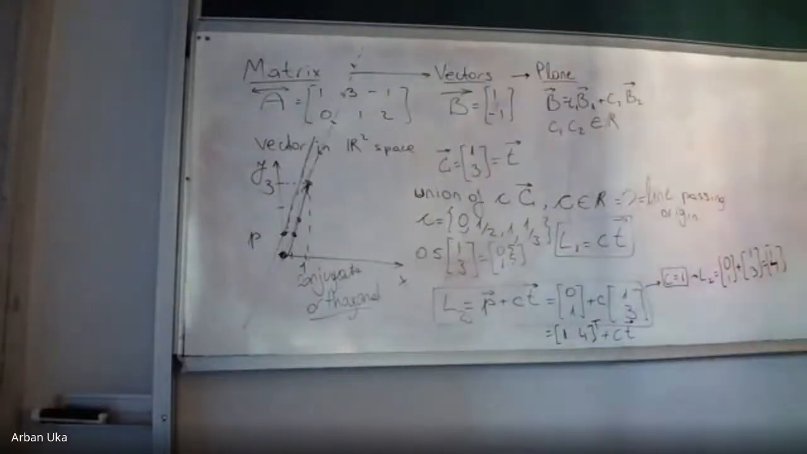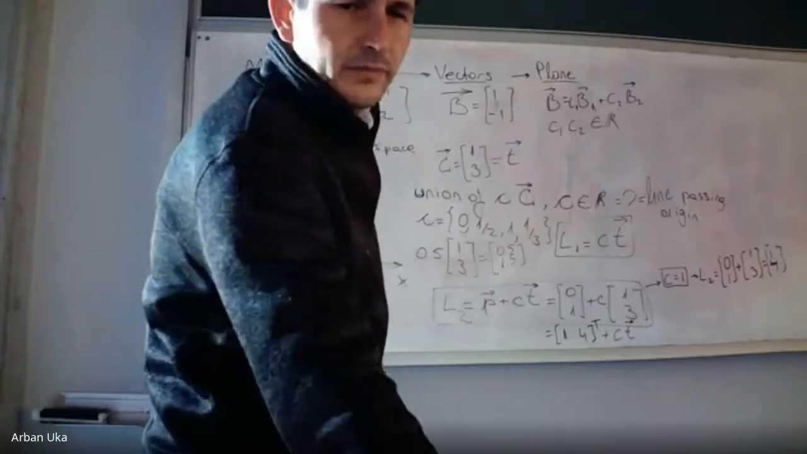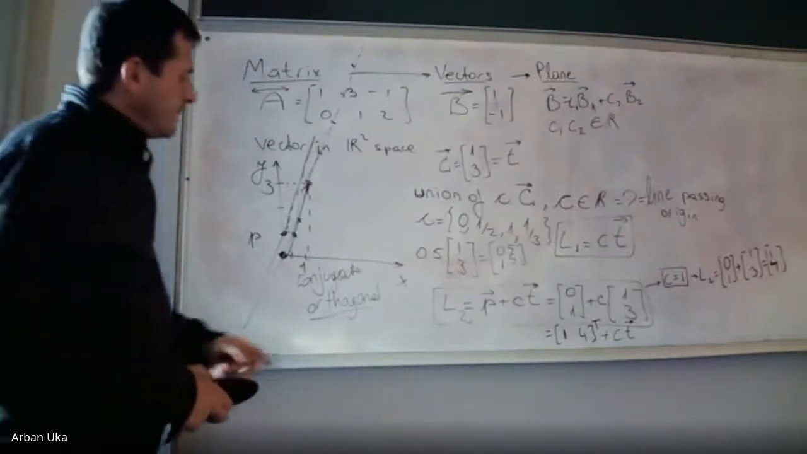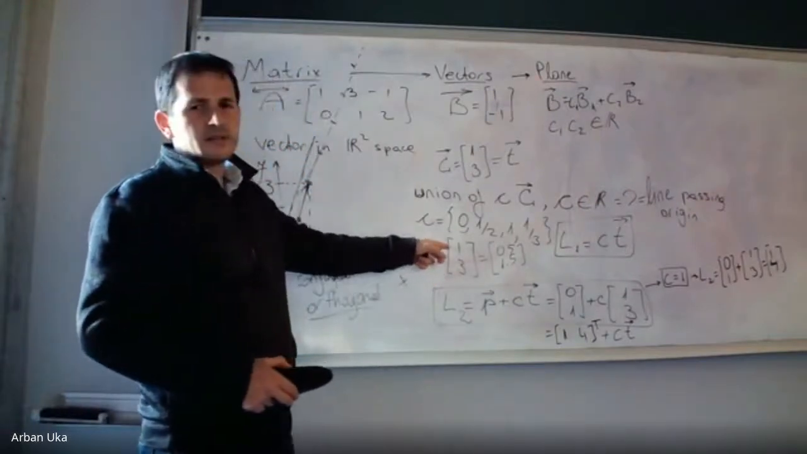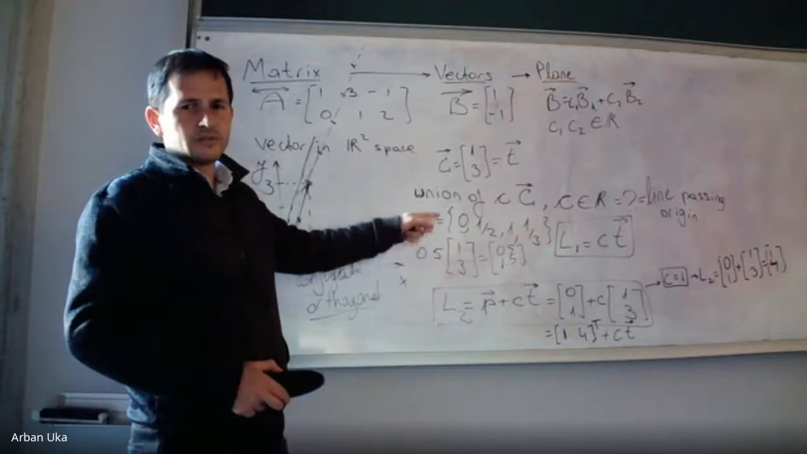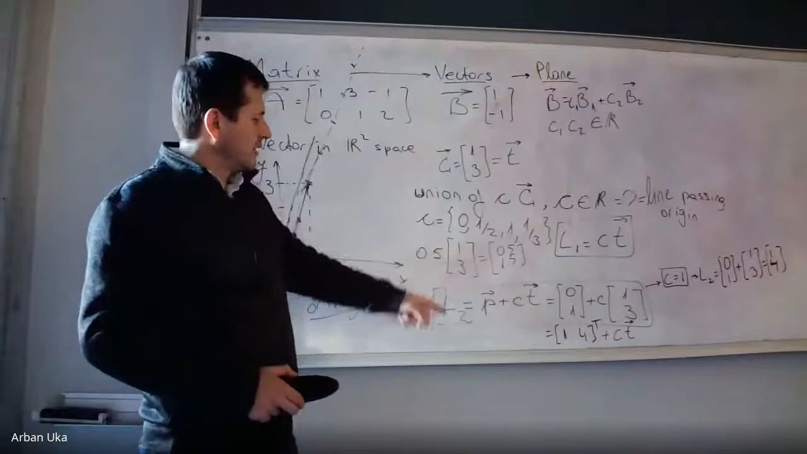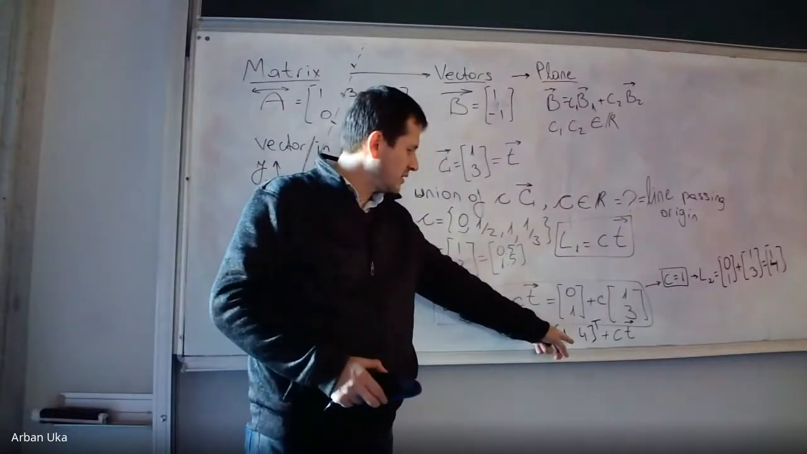Here we have the equation of a line. Can you explain the part where you wrote (1, 4) to the power T? Yes, thank you for the question. So far, we are writing the vectors as columns. This is a column vector, this is a row vector. But the transpose of a row vector is equal to a column vector.